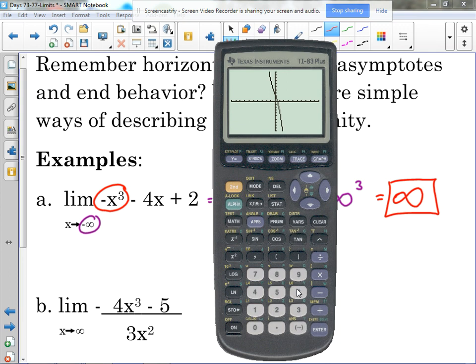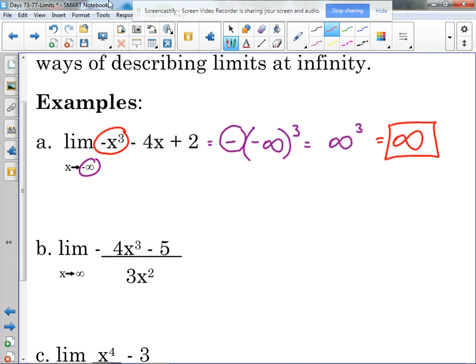So I showed you how to do it without the calculator, but the reality is on the final exam, you have your calculator. If they ask you a limit as you go to infinity, all you have to do is graph it and look at whichever side of the graph they're asking about. So that one's positive infinity.